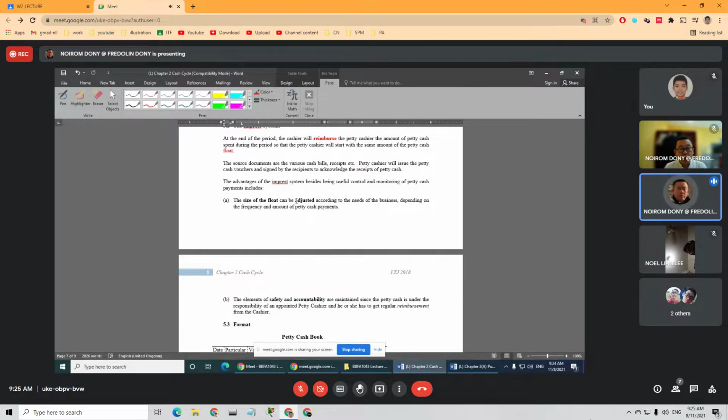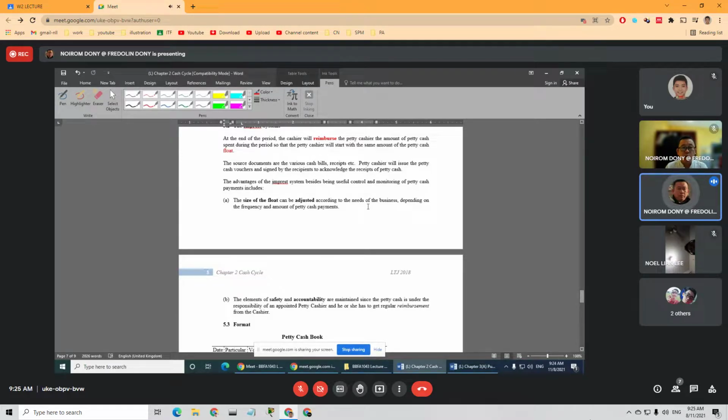So what is the advantage of using this system? Because the size of the float is adjustable. So as need arises, they can increase the amount needed. If, let's say, the needs are not so much, they can reduce. So it's flexible, can be adjusted according to the needs of the business.